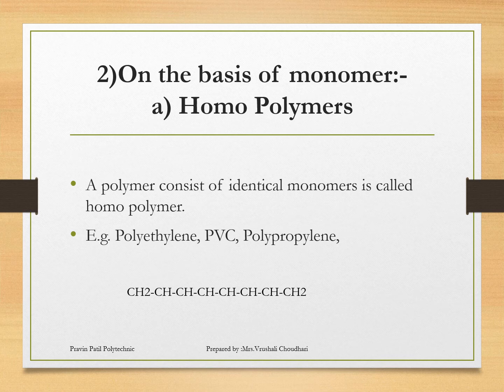Polymers are again classified on the basis of monomers. The first type is called homopolymers. Polymers which contain the same units, the same monomers, are called homopolymers. Generally, they form linear chain molecules. Examples: polythene, PVC, polypropylene. Here we will see that the CH2=CH2 ethylene unit gets repeated over and over.